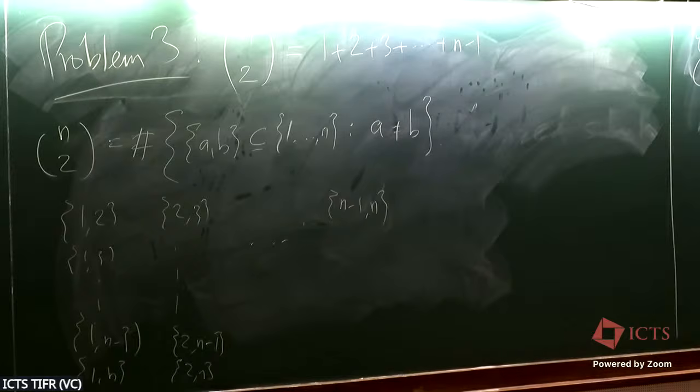So now for the promised graph theory double count. What time do I have? 24 minutes. I think that's plenty. Okay.